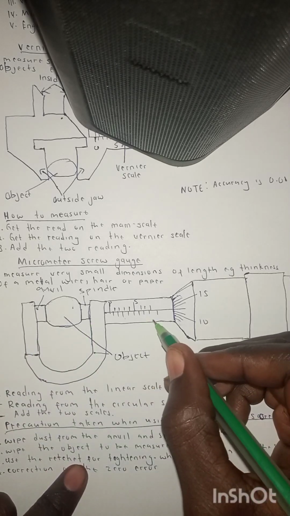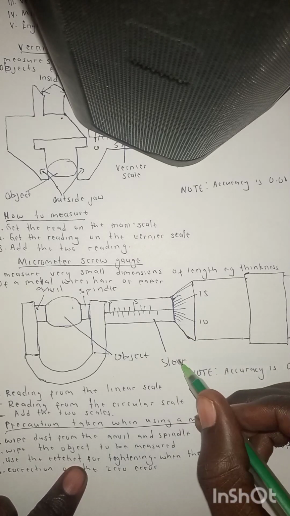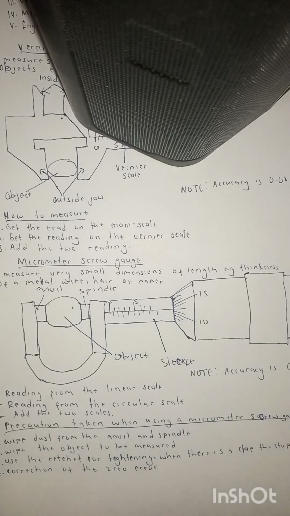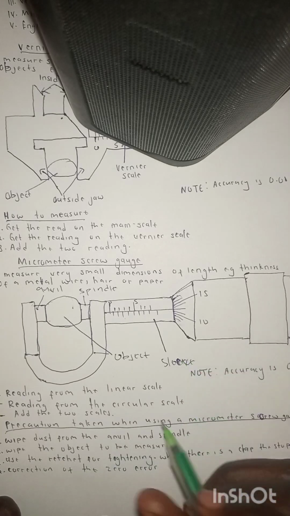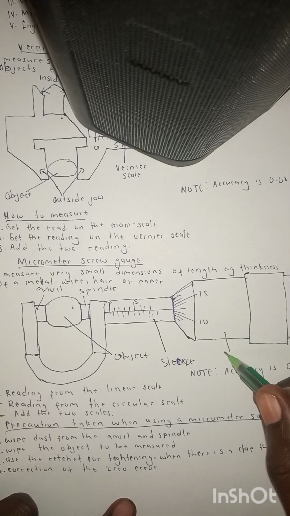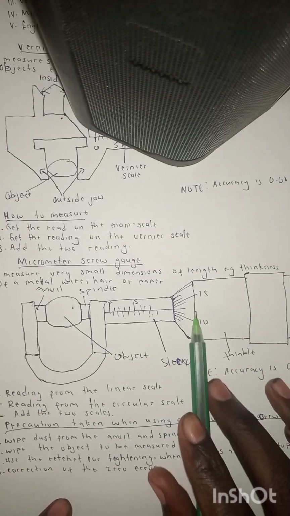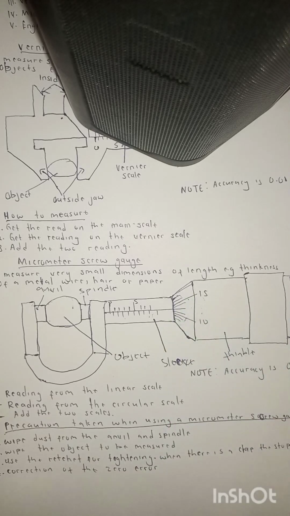Now we have this part, which is the sleeve. The sleeve basically contains the main scale. Yeah, this is the main scale. Then we have the thimble, which contains the vernier scale, and the wrench. Okay, now these are the parts of a micrometer screw gauge.